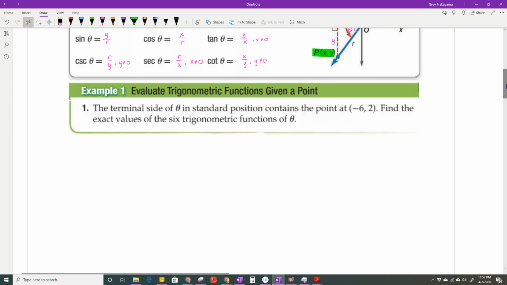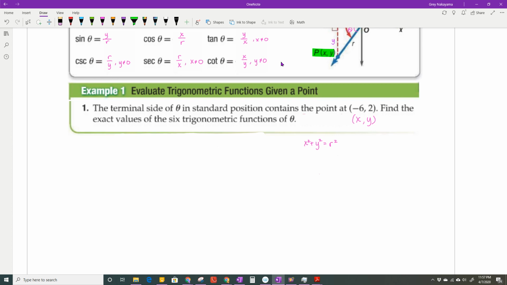So the terminal side of theta in standard position contains the point -6, 2. Find the exact values of the 6 trigonometric functions. So this right here is my x and y. And this up here is how we define all those trig functions in terms of x and y. Oh, I need r. How am I going to get r? I'm going to go x squared plus y squared equals r squared. That's my x and y.